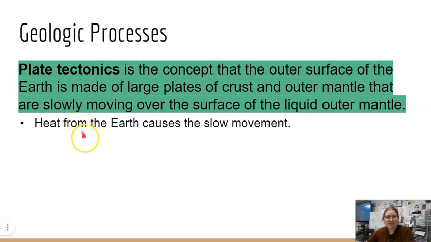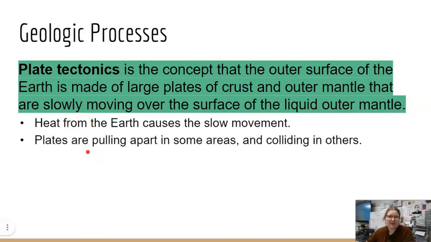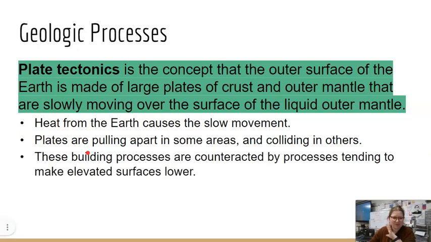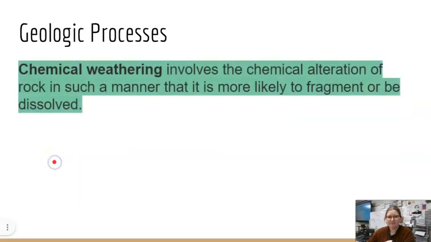Heat from the earth causes the slow movement, and the plates are pulling apart in some areas and colliding in others. This is another thing that you should have gone over in some previous science class, so hopefully this is review, but just in case, we're going over it again. These building processes are counteracted by processes tending to make elevated surfaces lower.